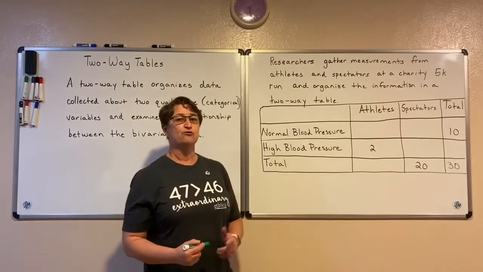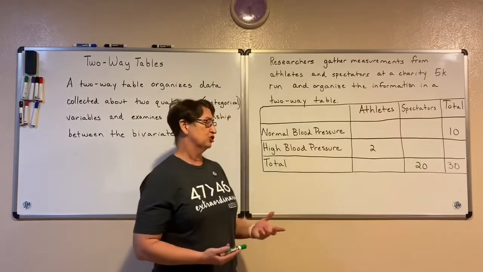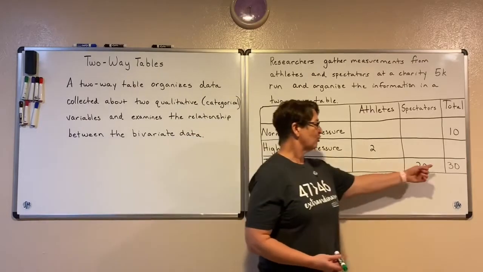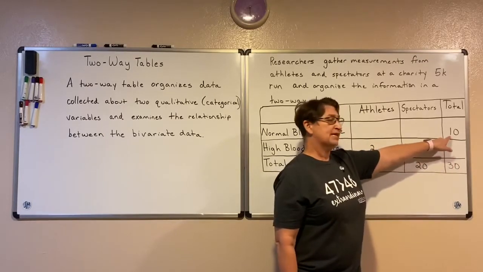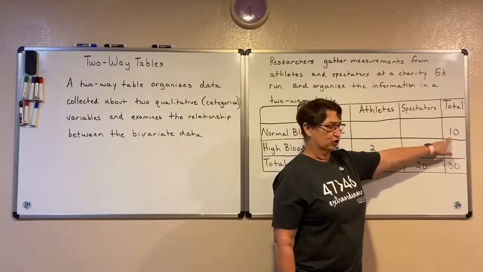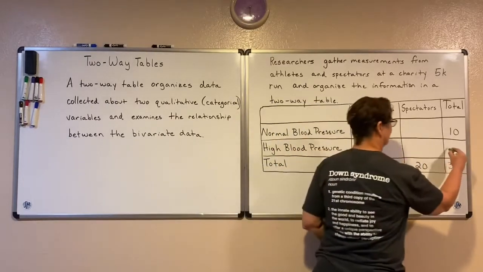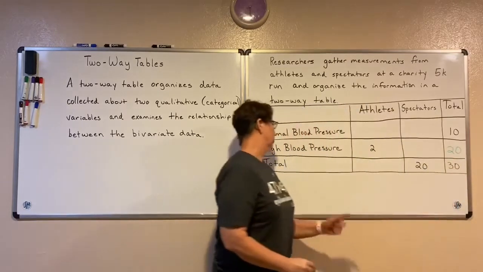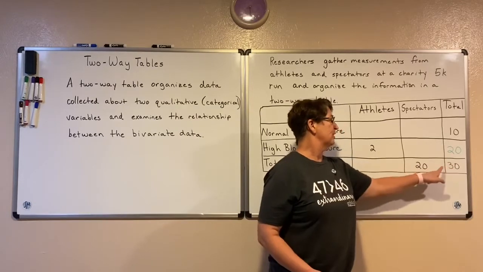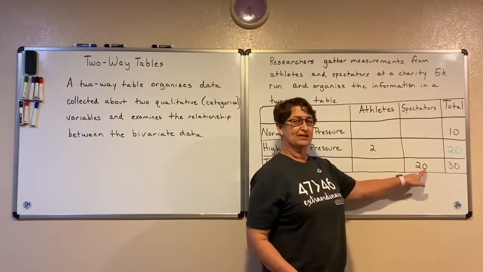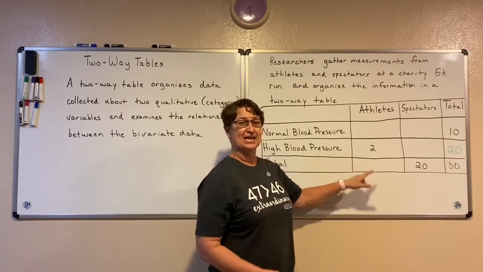We've only filled in a few of the values, but once we have a few of the values, we can fill in the rest just by adding and subtracting. So here, if I know I have 30 total people and 10 of them had normal blood pressure, if I do a little subtraction, I can find that 20 people had high blood pressure. Again, if I have 30 total people and 20 of them were spectators, then with a little subtraction, I can find out that I had 10 athletes.